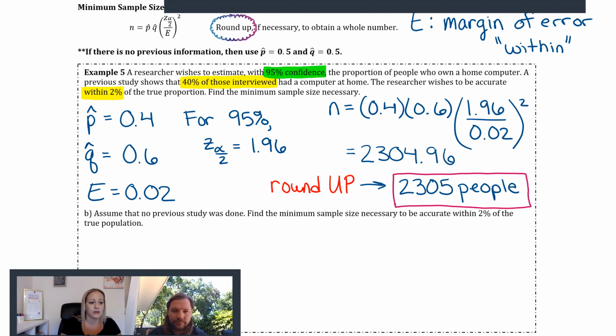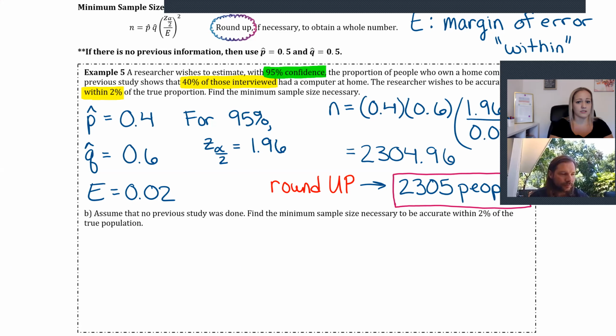So we would want to sample a minimum of 2,305 people for this one. Now on part B, it says, assume that no previous study was done. Find the minimum sample size necessary to be accurate within 2% of the true population. So oftentimes, if you're doing a study, you might not have a previous study to look back on.